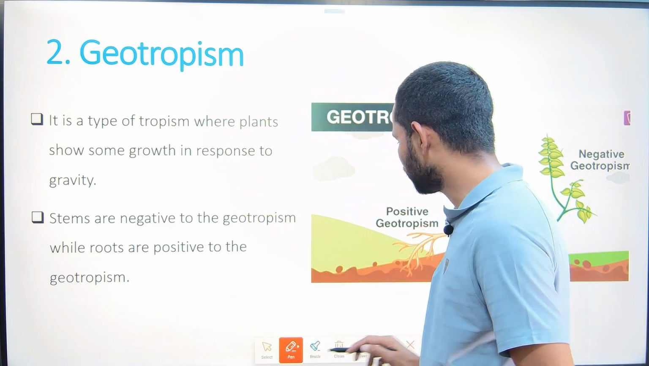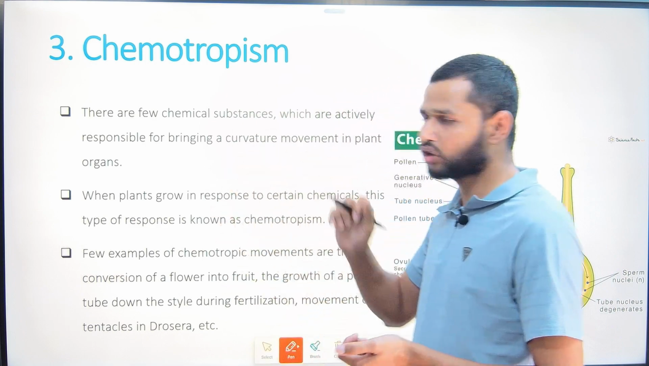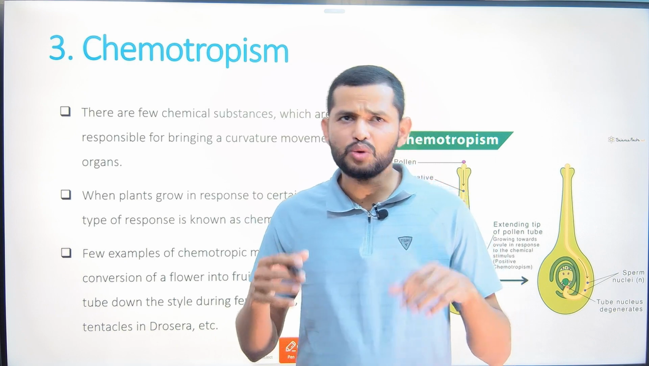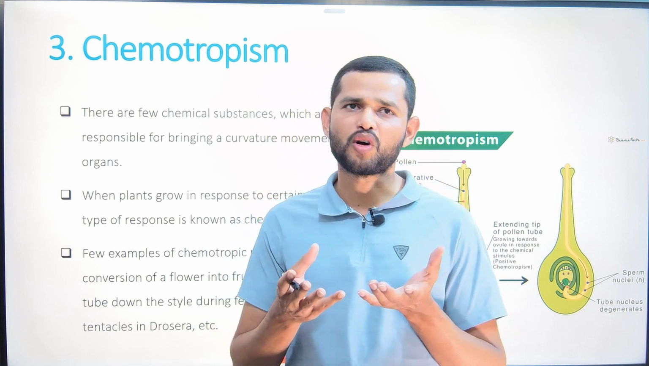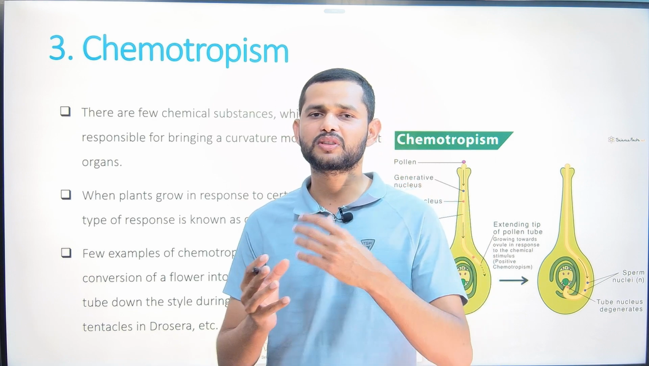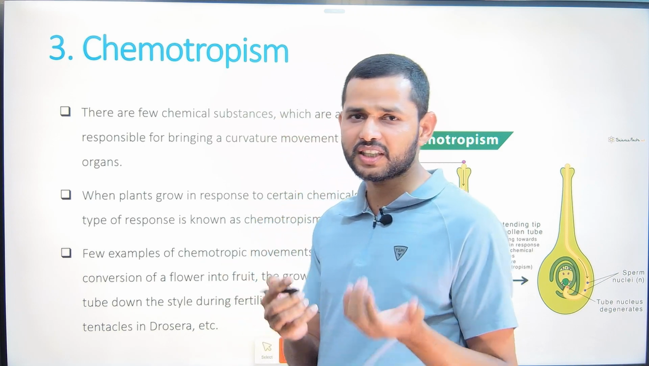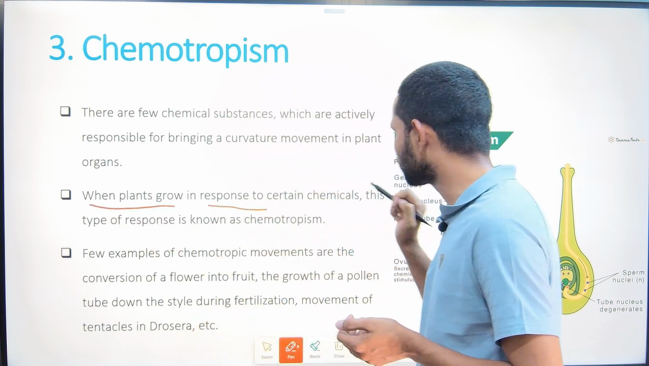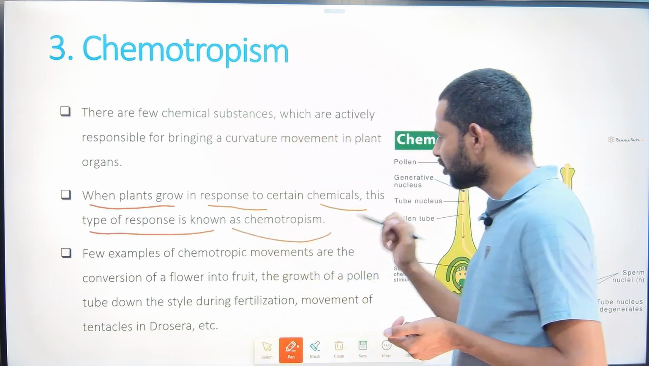So we'll go to the next one, chemotropism. Chemotropism means that certain chemical substances are actively responsible for bringing about curvature movement. Curvature movement is some kind of movement in plant organs. When plants grow in response to a certain chemical, this type of response is known as chemotropism.